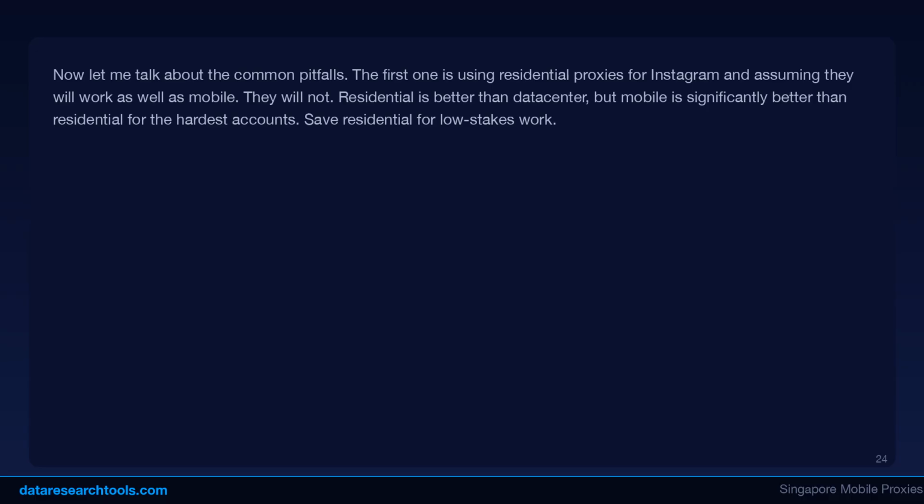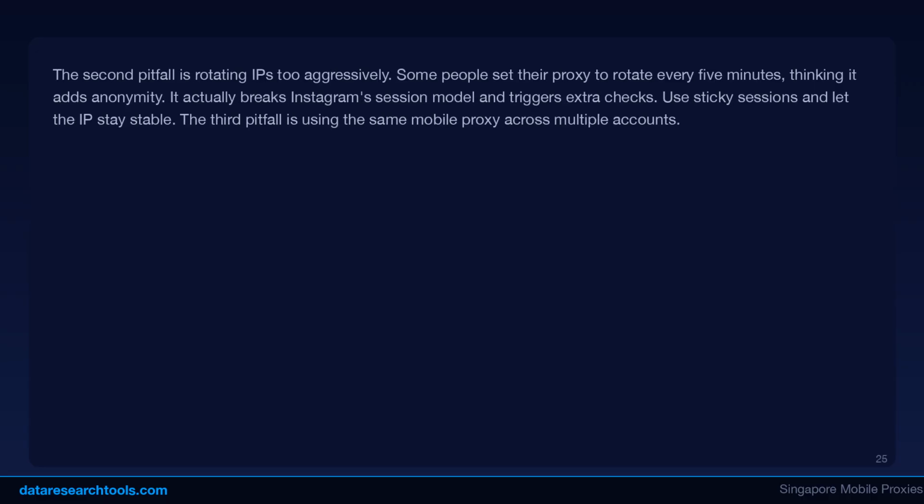Evan will talk about the common pitfalls. The first one is using residential proxies for Instagram and assuming they will work as well as mobile. They will not. Residential is better than data center, but mobile is significantly better than residential for the hardest accounts. Save residential for low-stakes work.